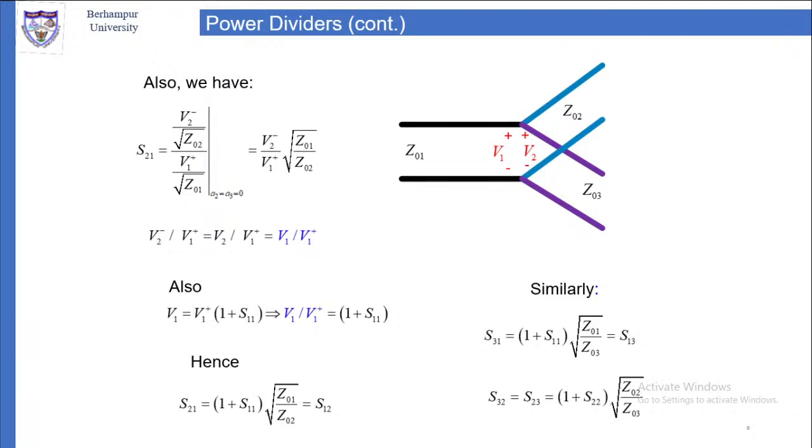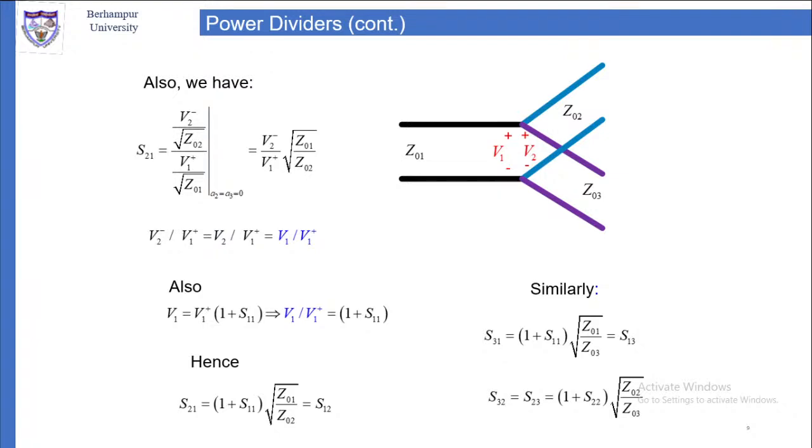Now S21 will be equal to V2 minus by V1 plus. V2 minus by V1 plus is equal to V1 by V1 plus, and V1 by V1 plus is equal to 1 plus S11. Therefore, S21 is equal to V2 minus by V1 plus into root over of Z01 by Z02, that is equal to 1 plus S11 into root over of Z01 by Z02. So we have found out the expression for S21.